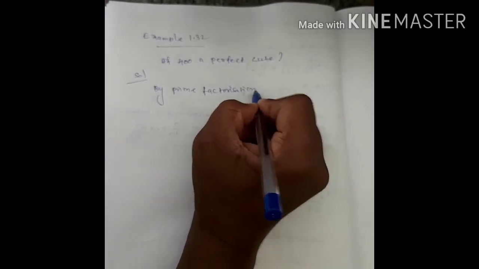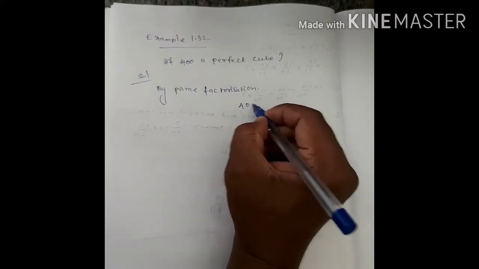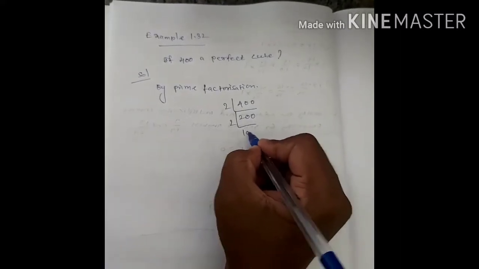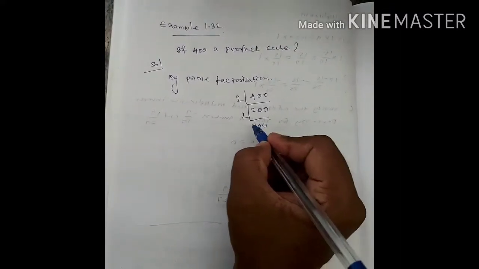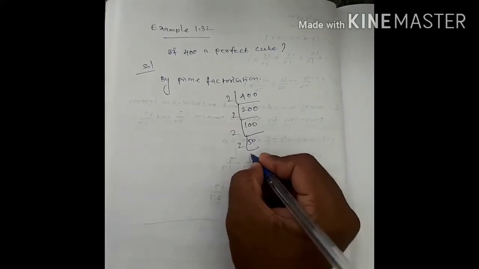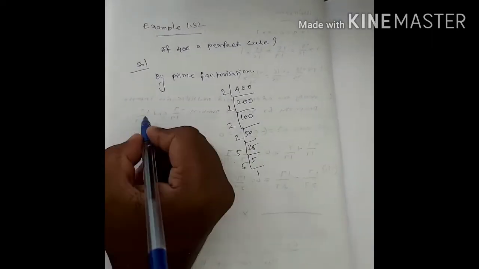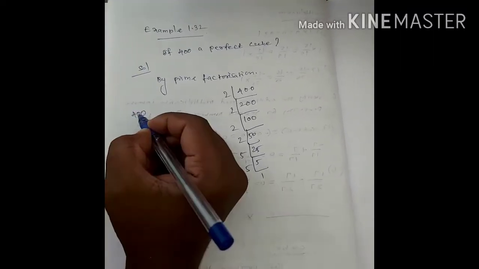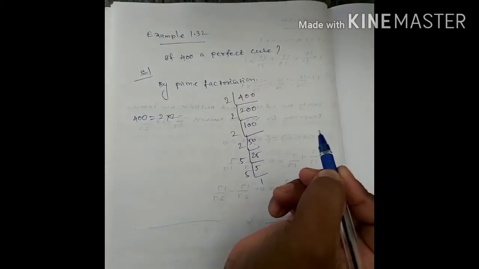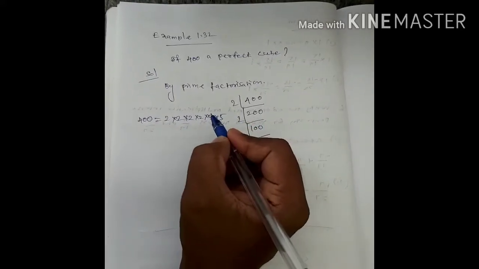Try the prime factorization method. The value 400, divided by 2, gives 200. Again divided by 2, 2 times 100 is 200, so 100. Again divided by 2, 2 times 50 is 100. Again 2 times 25. Then 25 is 5 times 5. So 400 equals 2 multiplied by 2 multiplied by 2 multiplied by 2, multiplied by 5 multiplied by 5. So 2 comes 4 times, and 5 comes 2 times.